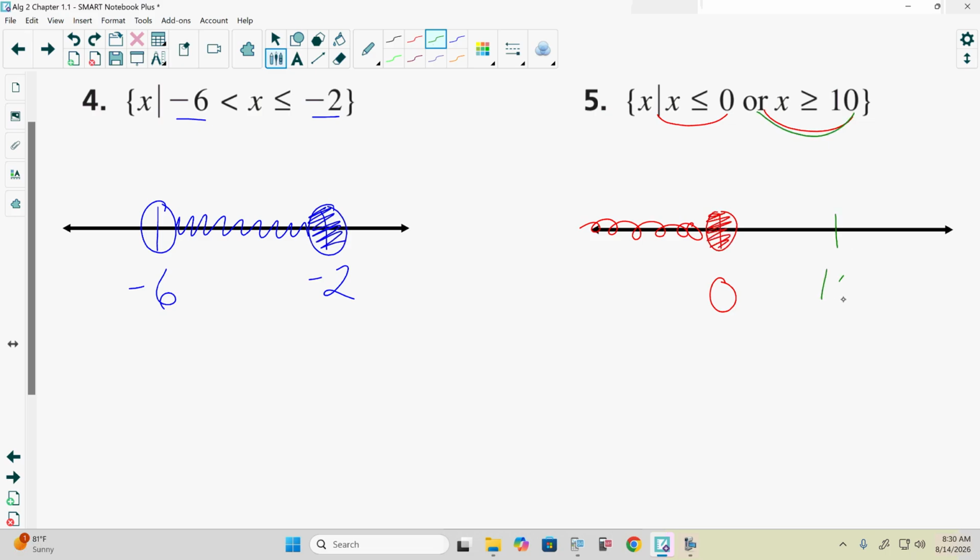I know I'll need another number at 10. Open or closed? Closed. Are we wanting numbers bigger than 10 or smaller? Bigger, so we're going to shade to the right. That's it. Questions on this here?